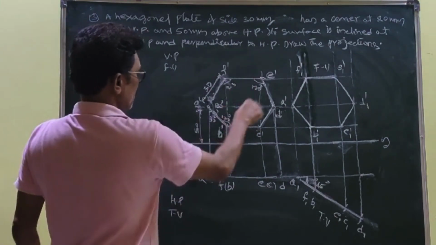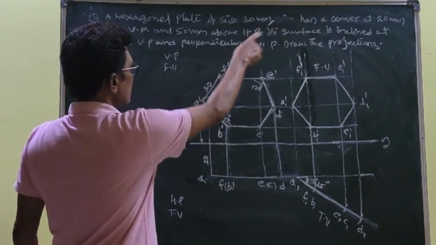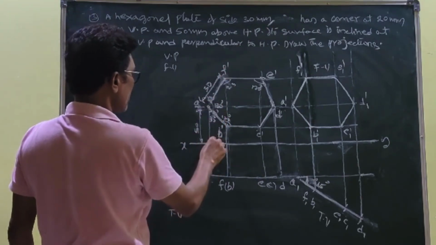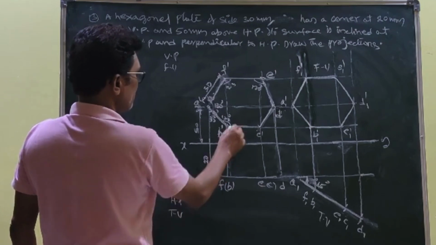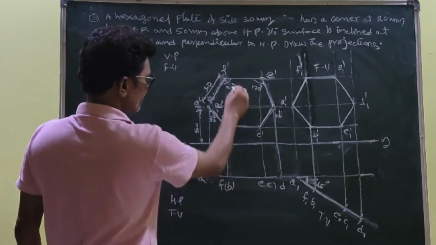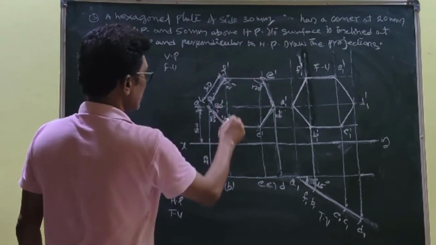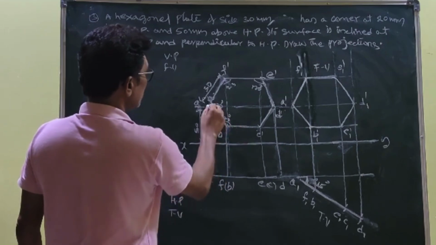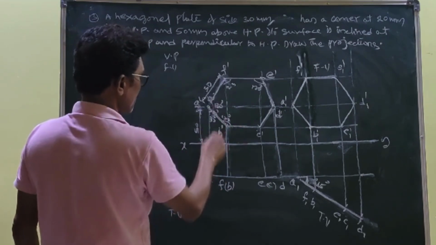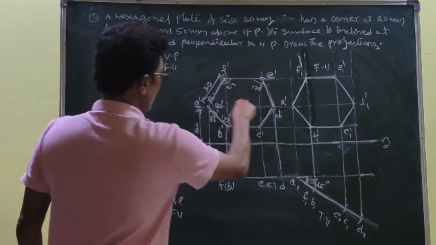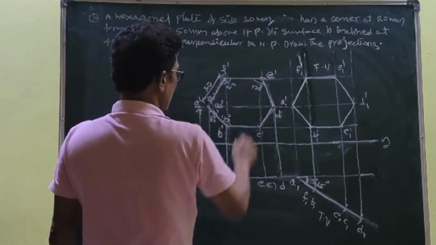So first you have to develop this position, then only the conditions are satisfied. This corner is 50 mm above HP, 20 mm in front of the VP. This is the edge of the pentagon, edge of the hexagon. This is not described with this corner. With respect to this corner, they have given the description. So in this position, you have to develop this first stage. This is the first stage.